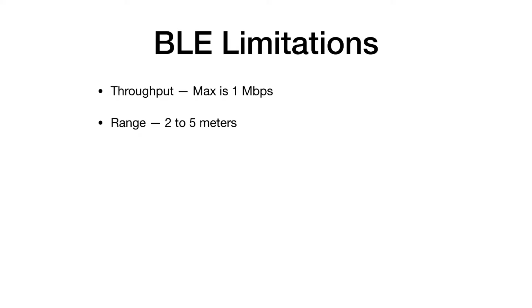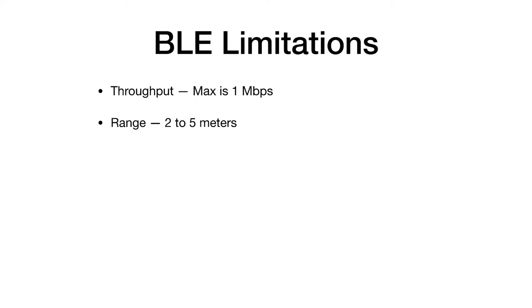So let's talk about its limitations. As we said, it's a low data rate protocol, so its maximum throughput is 1 megabit per second. That's theoretical. I've actually never seen it transmit that fast, but in theory it could support 1 megabit per second. But in actuality, you kind of kill all the battery savings you might get, and so it's much lower than that. And the range is 2 to 5 meters.